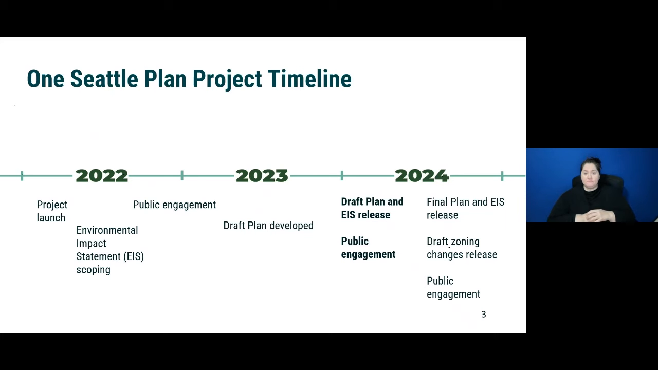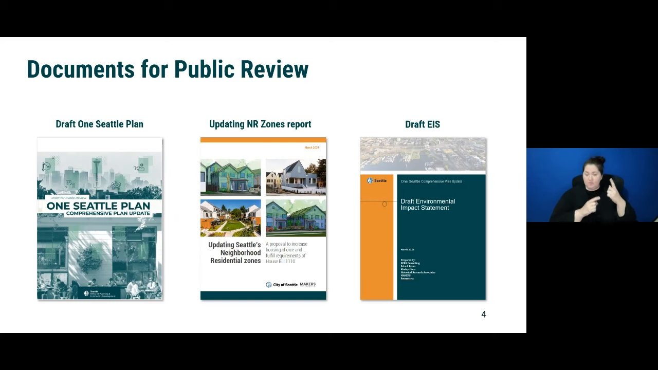Later this year, and importantly, there will be an additional complementary phase of public engagement after we have released more detailed draft zoning maps and a zoning proposal that will also be adopted with the comprehensive plan, as well as the final EIS. And we plan to complete the comprehensive plan and transmit it to the City Council for their consideration by the end of the year.